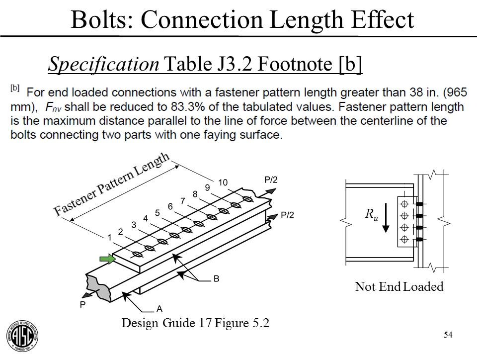So the way the spec does this is for normal size connections, there's already a 0.9 factor embedded in F sub NV. Now, for longer connections, the effect is more severe. So longer than 38 inches, we have this additional reduction as well. Okay, so we have this to deal with. Now, just to be clear, in contrast, this is not an end-loaded connection. You see the loads coming in uniformly to all the bolts in this case. So that's an example of when we do not have an end-loaded connection.